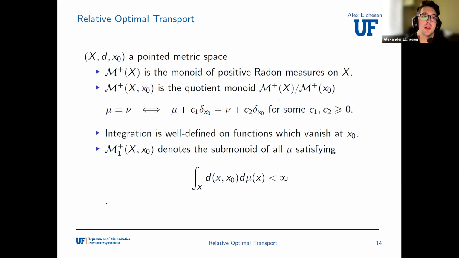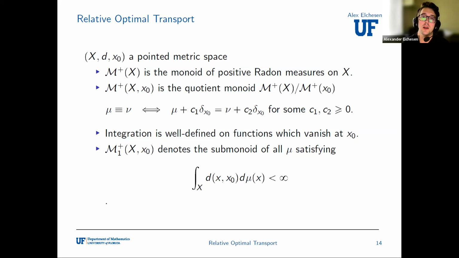So M plus of X is just the monoid of positive Radon measures on X. Radon measures are just measures that are sufficiently regular that they are compatible with the topological structure or the metric structure. And then we're going to look at the quotient monoid. This is motivated by what we were doing before, where we were defining persistence diagrams as quotient monoids. We'll do the same thing here.